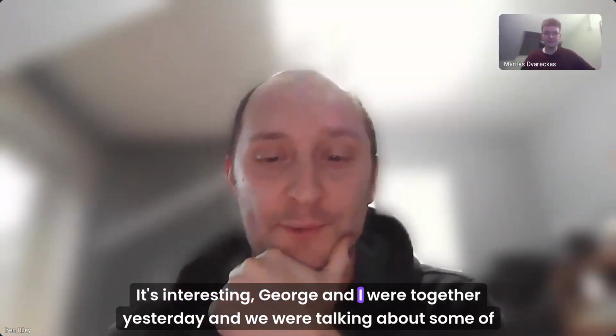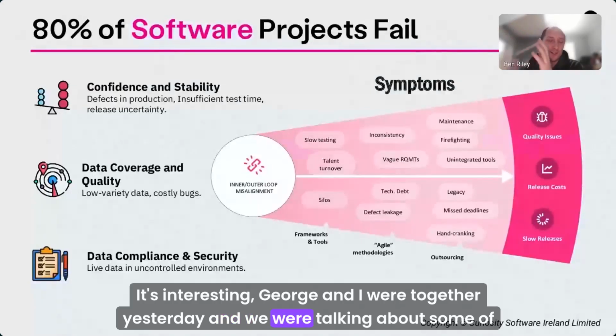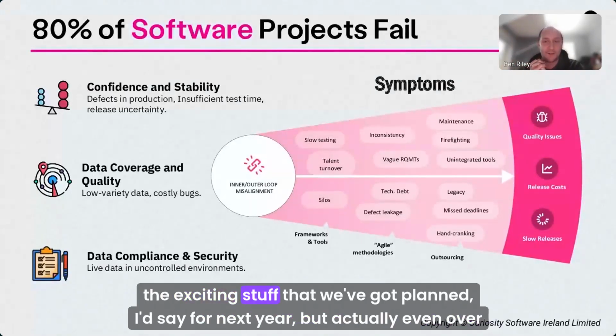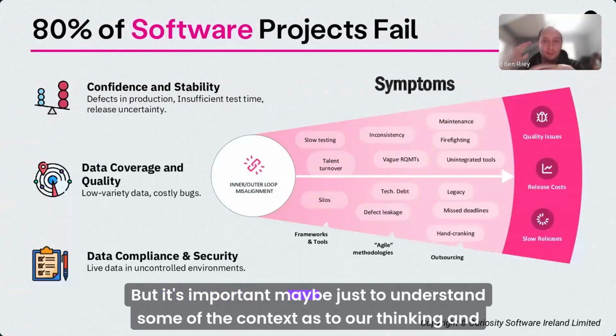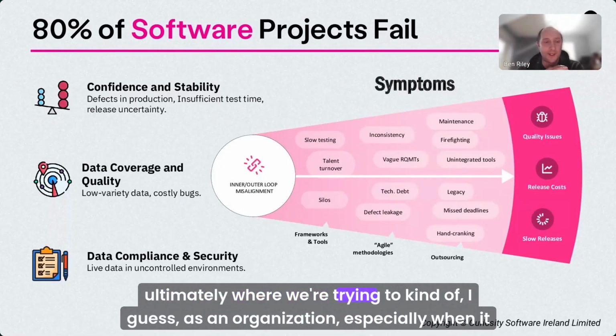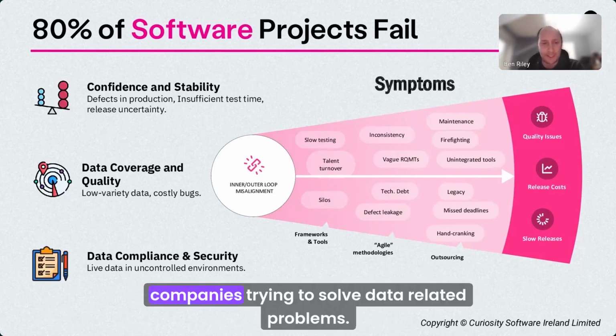It's interesting. George and I were together yesterday, and we were talking about some of the exciting stuff that we've got planned. I'd say for next year, but actually even over the next couple of weeks. But it's important maybe just to understand some of the context as to our thinking and ultimately where we're trying to go as an organization, especially when it comes to the problems that we see across software and enterprise companies trying to solve data-related problems.